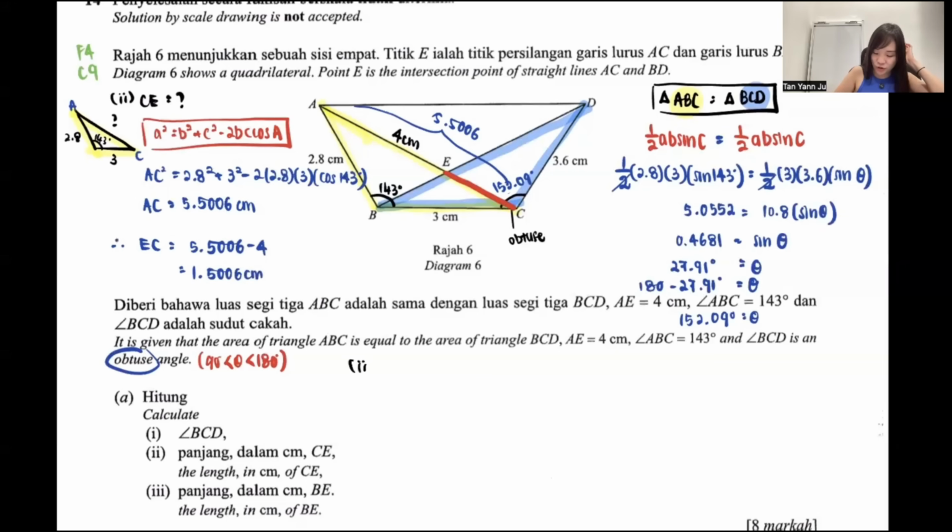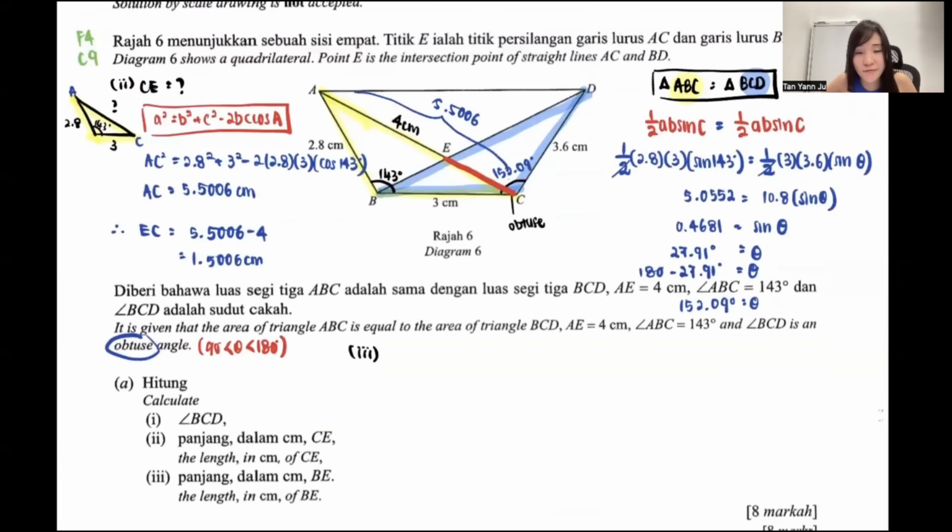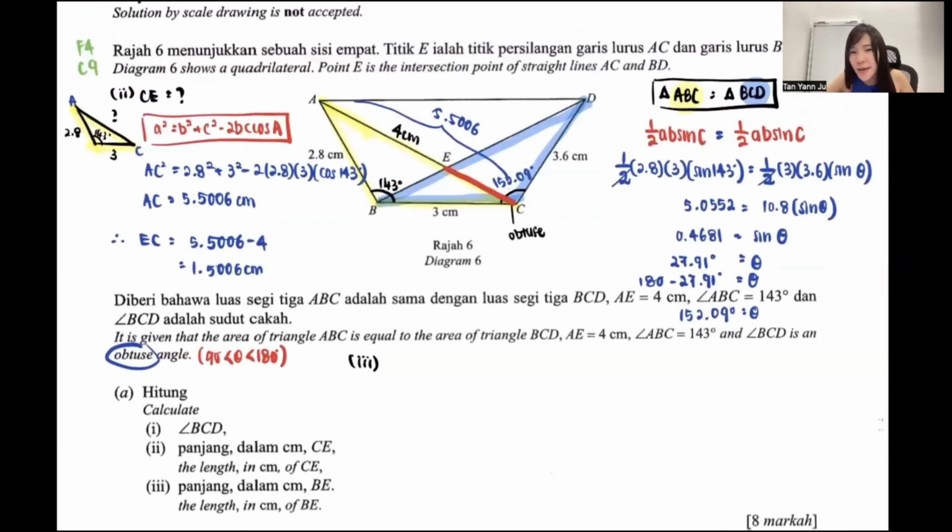Let's move on to the third one. Is my handwriting okay? 5006 is a 5. Next, the third one: find the length of BE. How do I get BE, my dear? BE is exactly this part here. When I want to get this part, I need to focus on this red triangle, but it doesn't have much information. Not having much information doesn't mean we can't find it out.